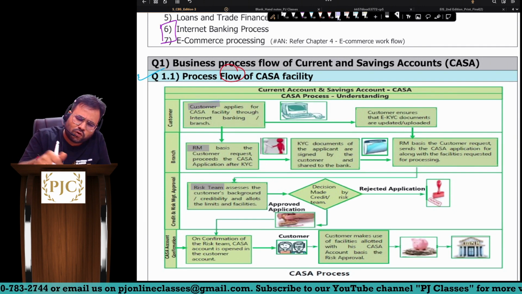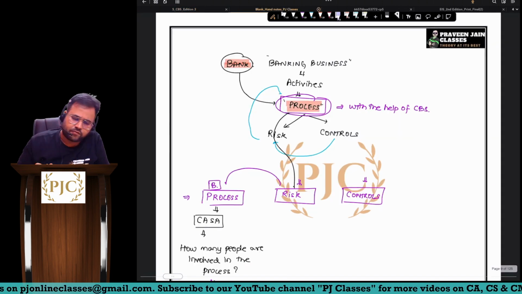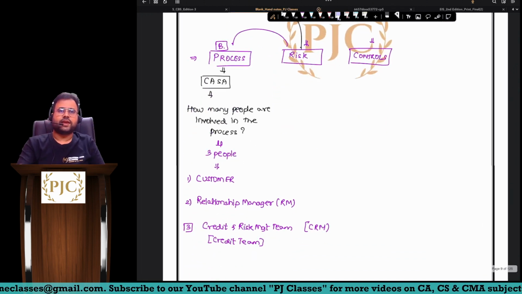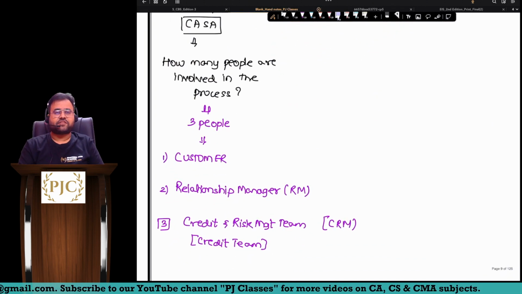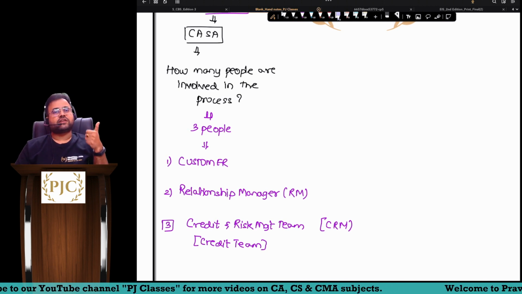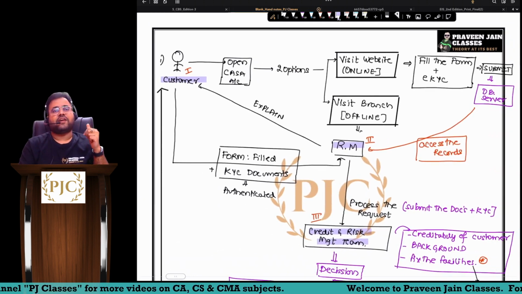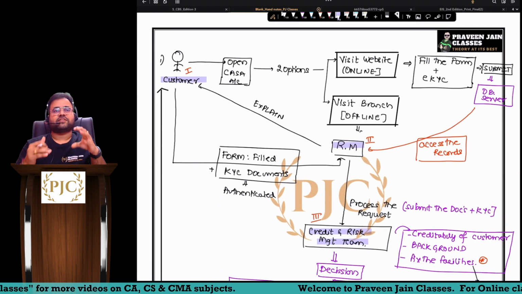Though this diagram is there, I thought our handwritten diagram would be better, sir. So again, we are talking about the CASA process, sir. First thing you have to check is how many people are involved in that process. So one is your customer, relationship manager, credit and risk management team. Sir, now tell me, if I have to open my current account or savings account, what is the process?